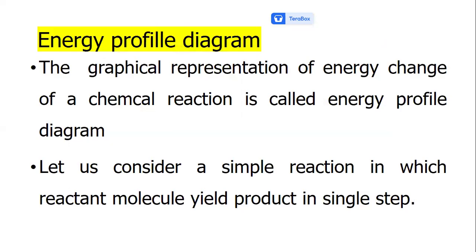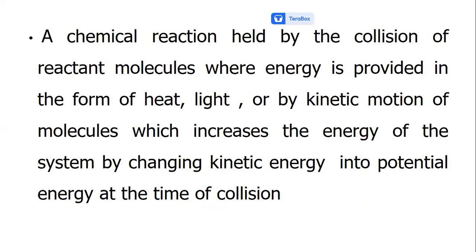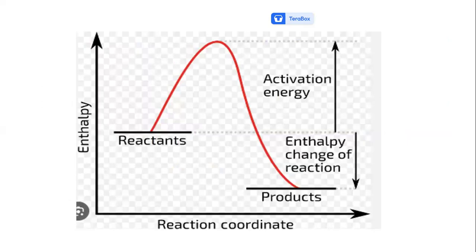Energy profile diagram: the graphical representation of the energy change of a chemical reaction is called an energy profile diagram. Let us consider a simple reaction in which reactant molecules yield product in a single step. A chemical reaction is held by the collision of reactant molecules, where energy is provided in the form of heat, light, or by kinetic motion of molecules, which increases the energy of the system by changing kinetic energy into potential energy at the time of collision. Reactants, activation energy, enthalpy change, the products.